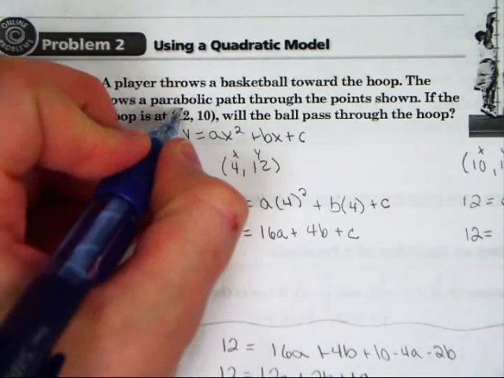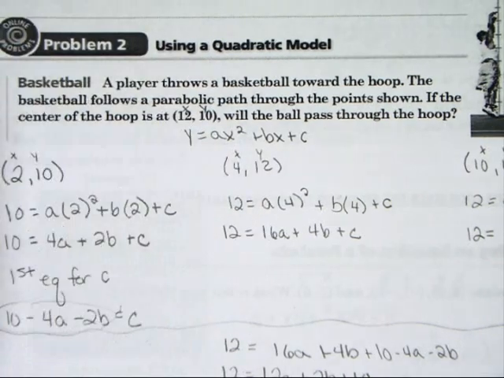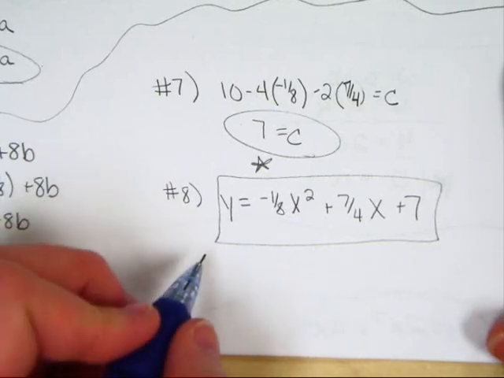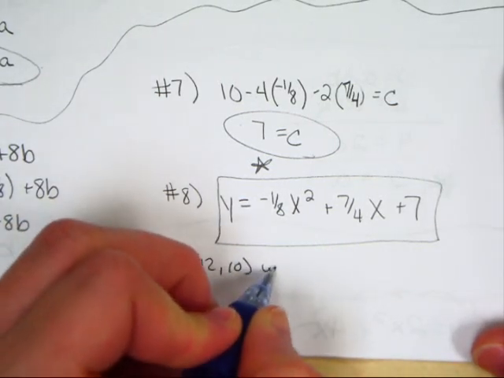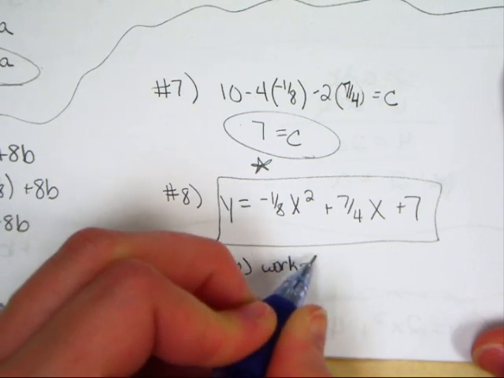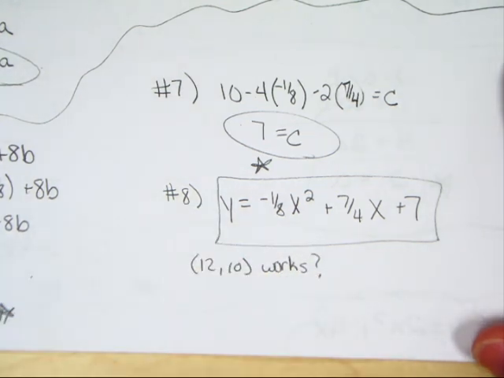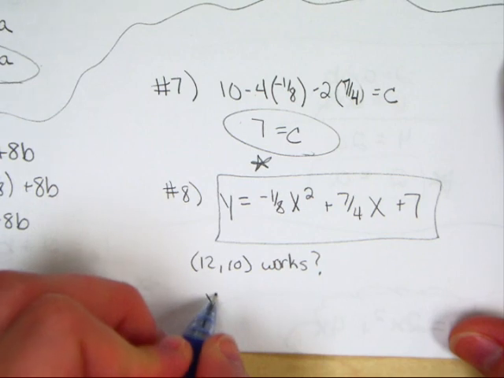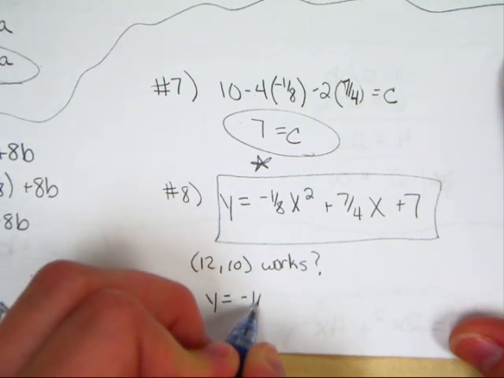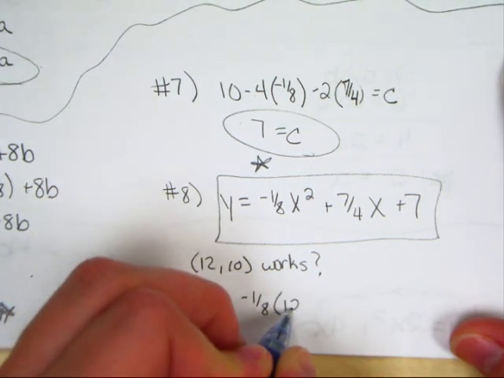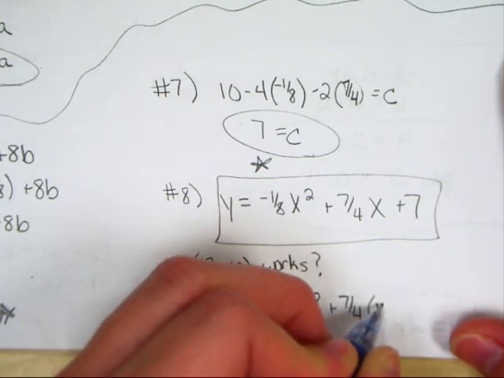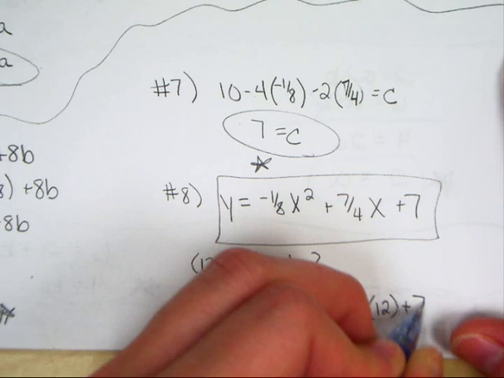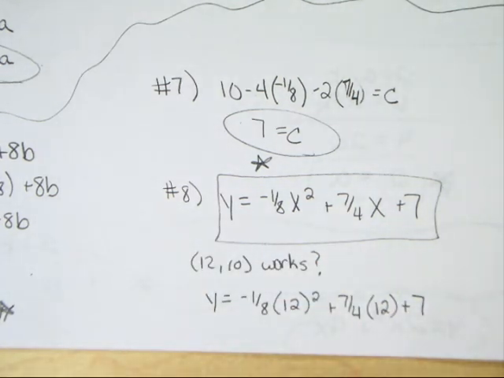Well, remember, 12 is x, y is 10. So we're going to plug x in. So here we go. Let's check if 12, 10 works. So let's plug in 12. y equals negative 1 over 8 times 12 squared plus 7 over 4 times 12 plus 7. Take a moment, put it in your calculator.